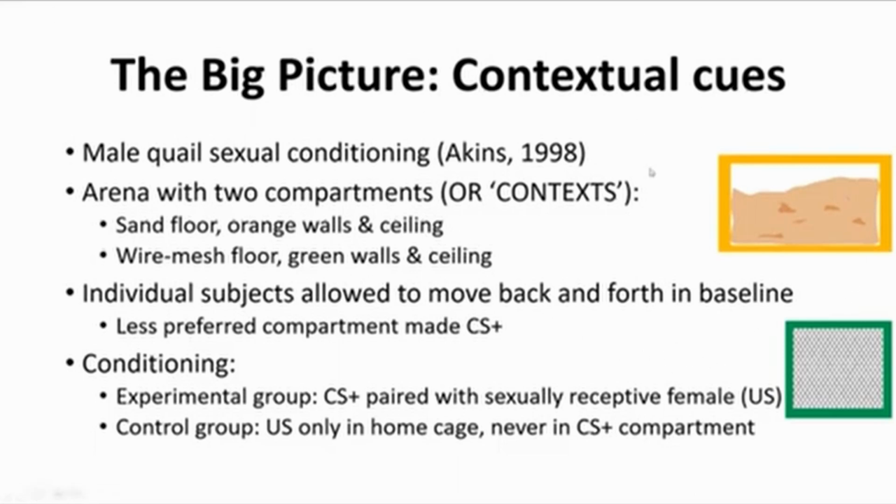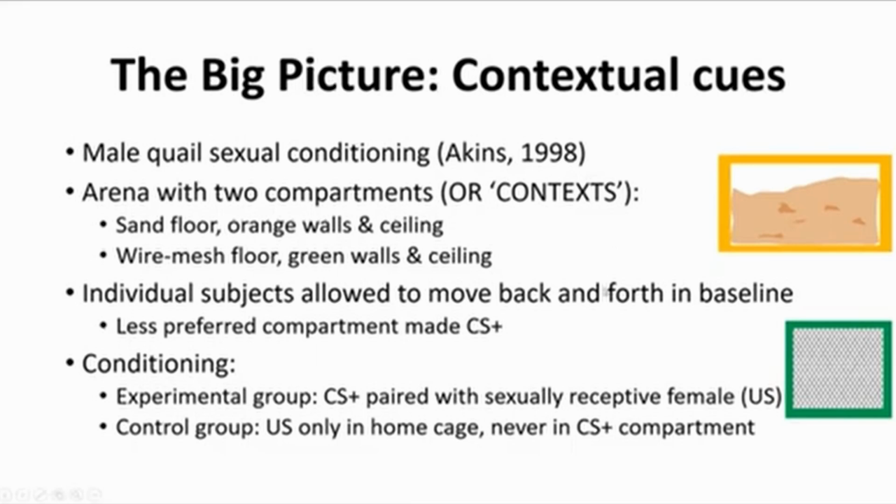So if given the choice of the orange sandy room or the green meshy room, maybe the quail preferred to spend time in the orange sandy room. So then whenever they were in this green mesh room, they would be given access to a sexually receptive female. They also had a control group where the unconditioned stimulus, the sexually receptive female, was only present in their home cage, so they were never given access to a female in either of these compartments.